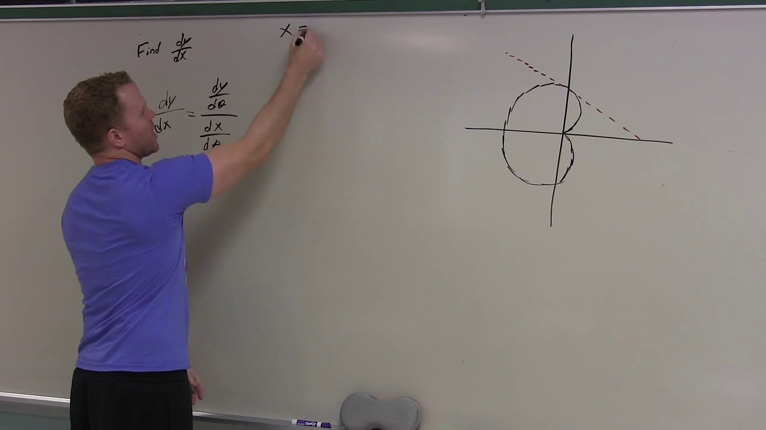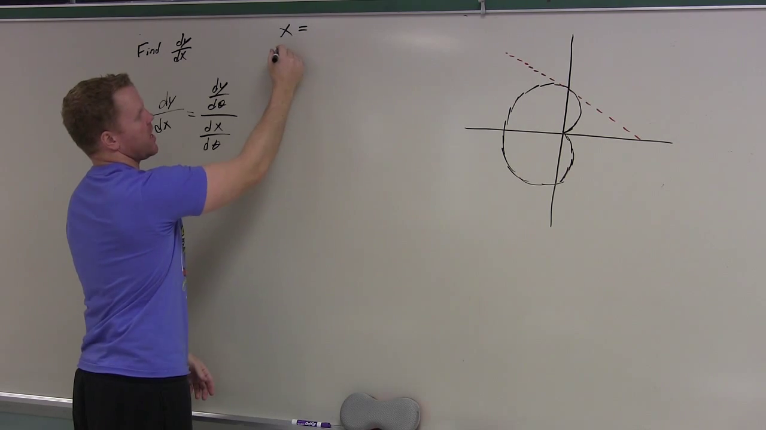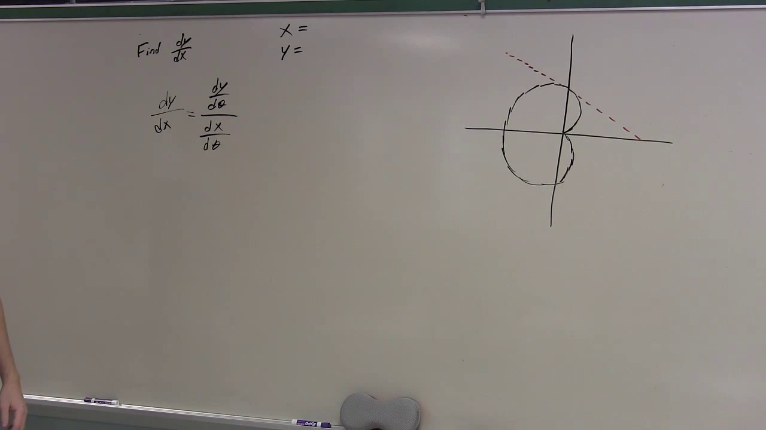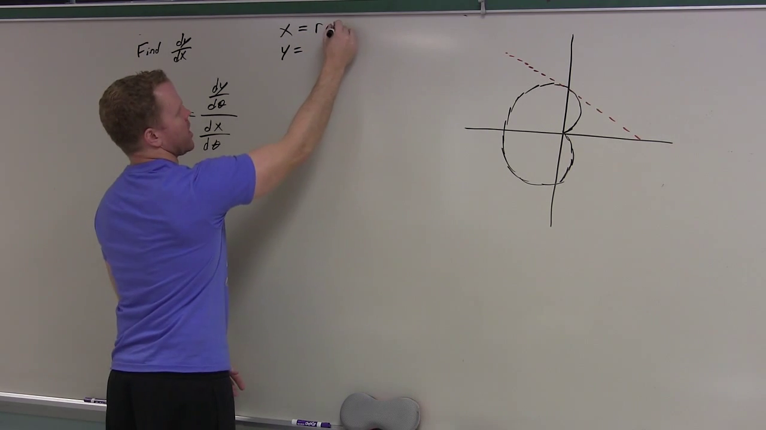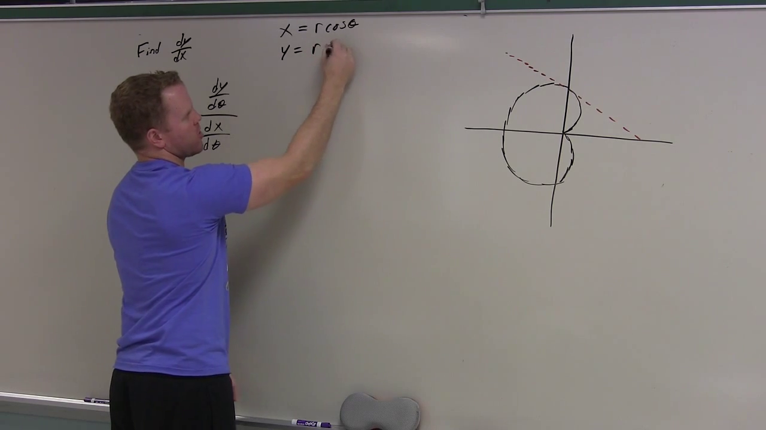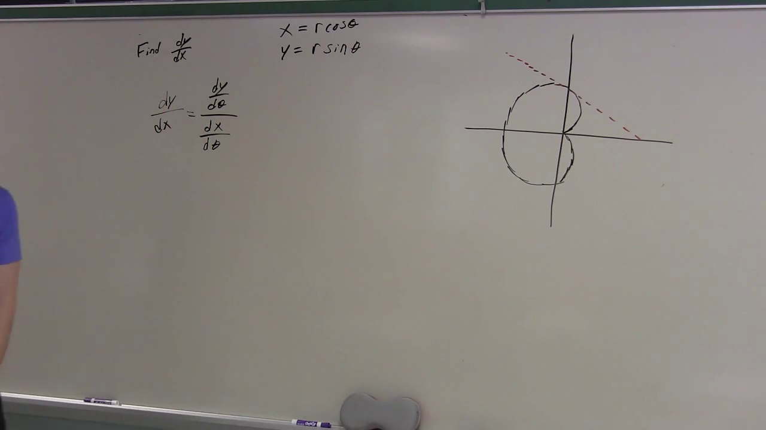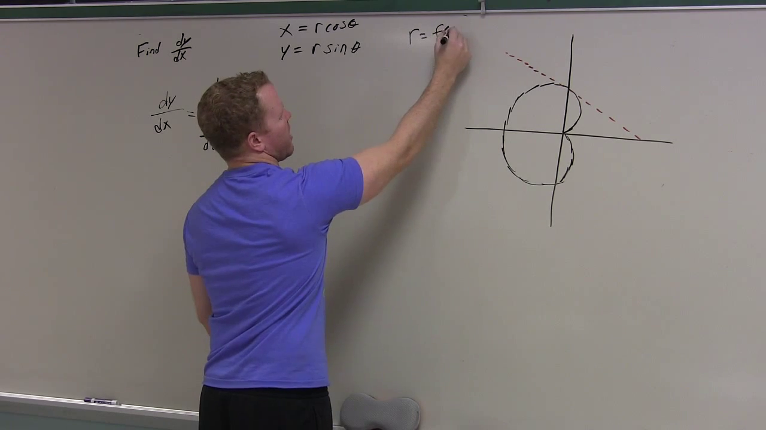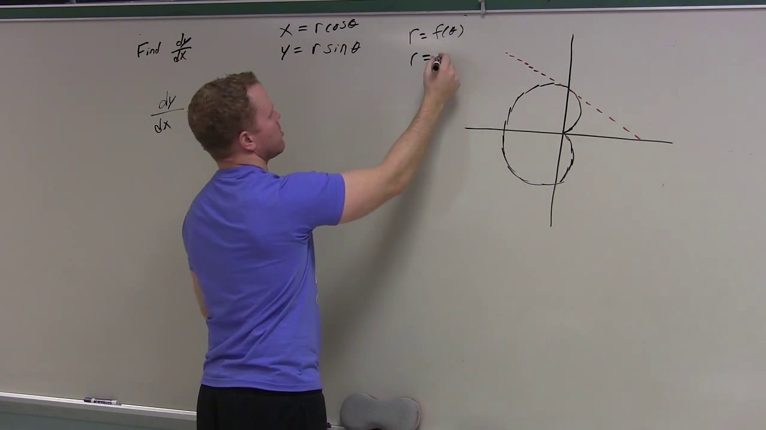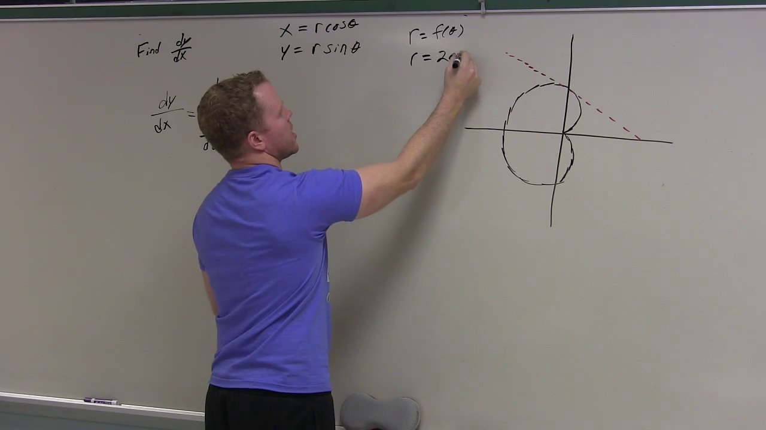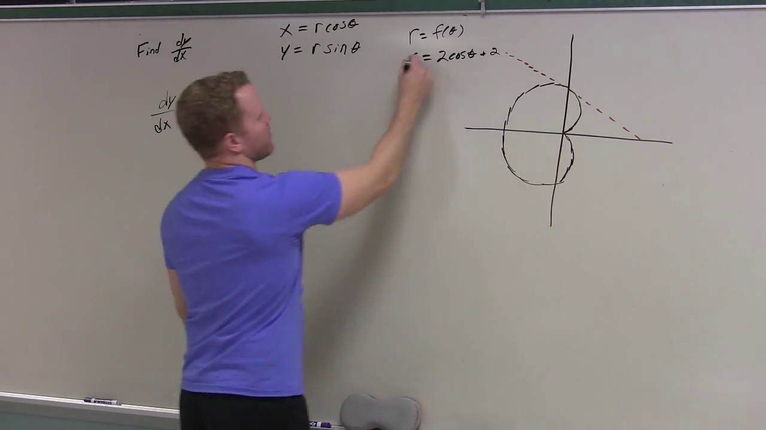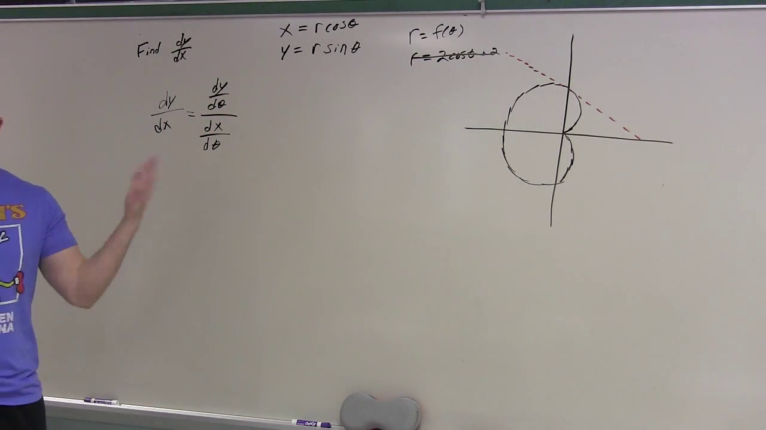I just need a way to express x in terms of theta and also to express y in terms of theta, which I have because x equals r cosine theta and y equals r sine theta. So all that stuff is pretty much just here, and I'm going to have some equation, r equals, we can call it f of theta, or we could even just call it r equals something like 2 cosine theta plus 2. But this would just be some function. For now, let's just do it generically for any r equals equation.